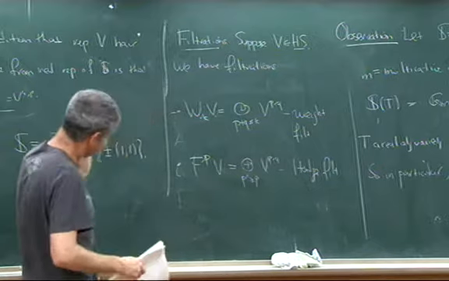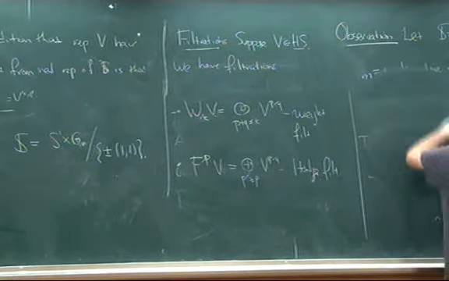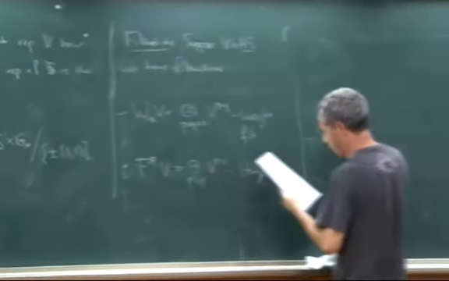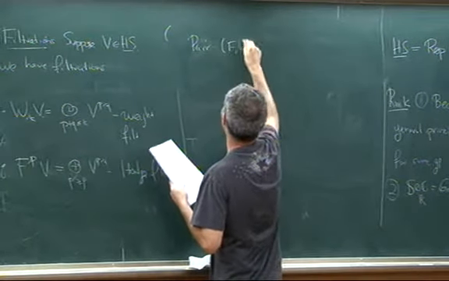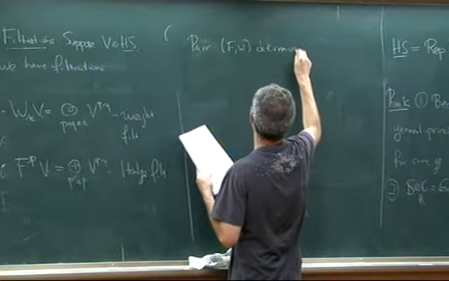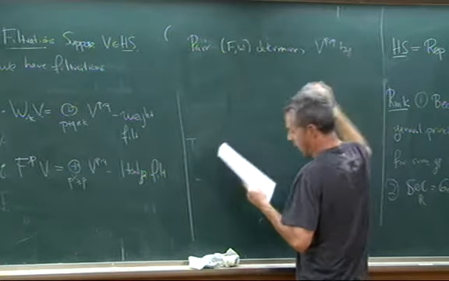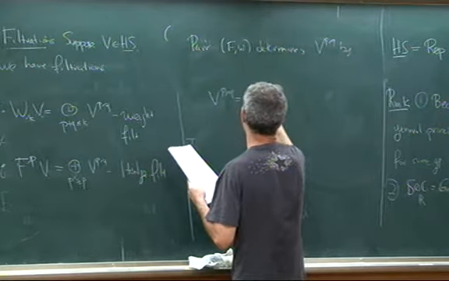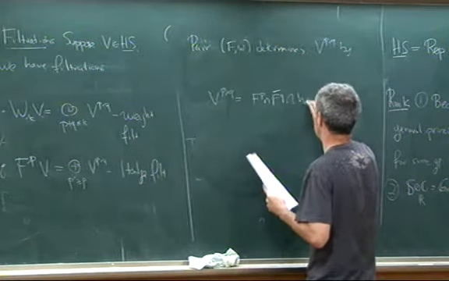And the FPs and the Ws determine the Hodge structure V by the formula. So they determine the VPQ by the formula VPQ is equal to FP intersect FQ bar intersect WP plus Q.